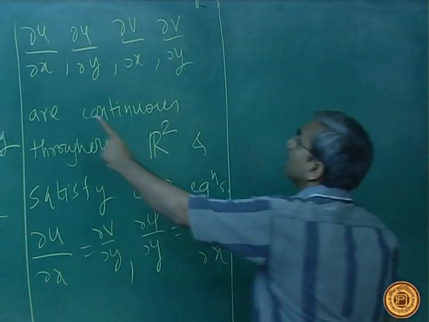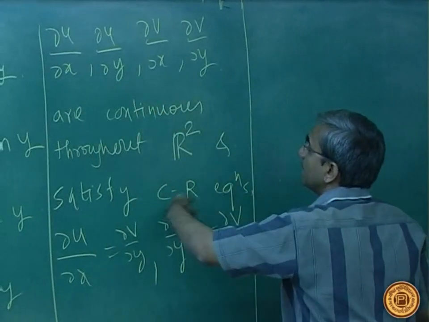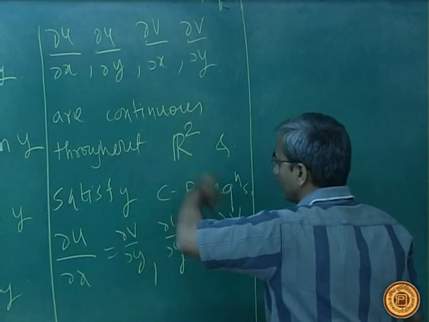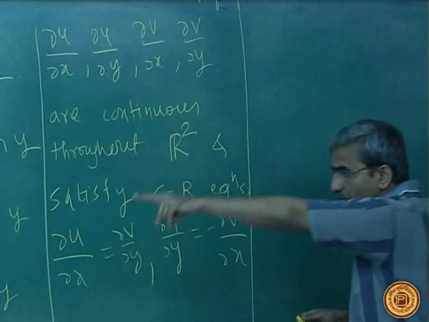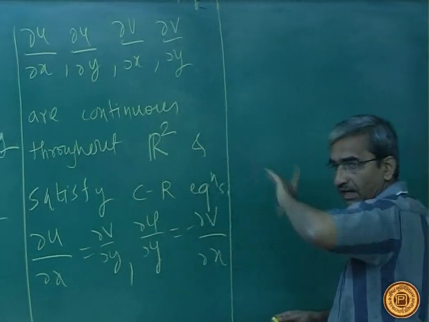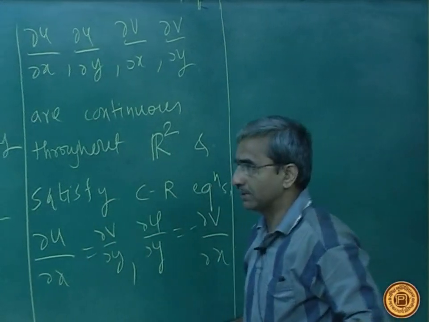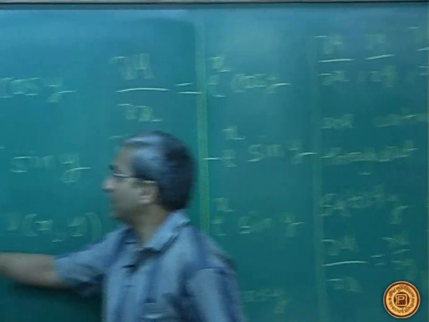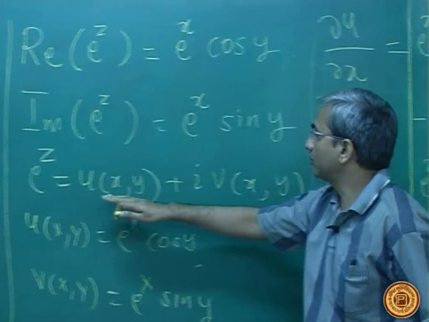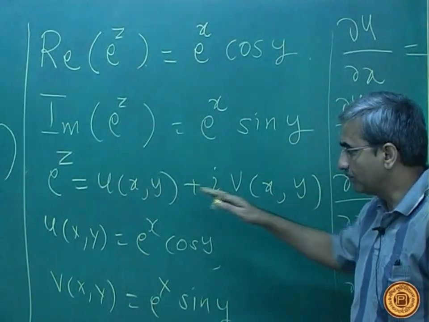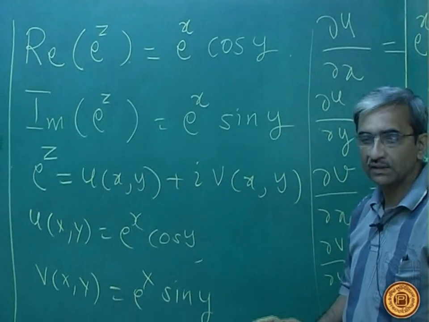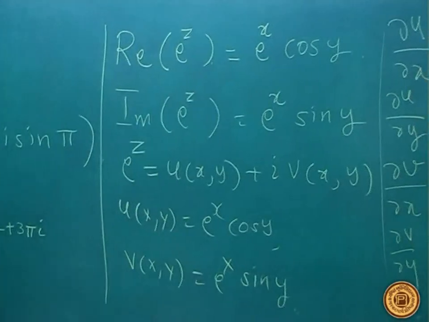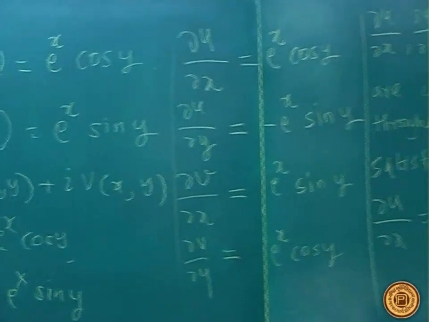Now here Cauchy-Riemann equations are satisfied throughout R2 and these partial derivatives are also continuous throughout R2. So I can say that e to the power z is analytic throughout the complex plane. So just from the definition of e to the power z, we come to know what u and v are, and from u and v we come to know that Cauchy-Riemann equations hold and therefore it is analytic everywhere.